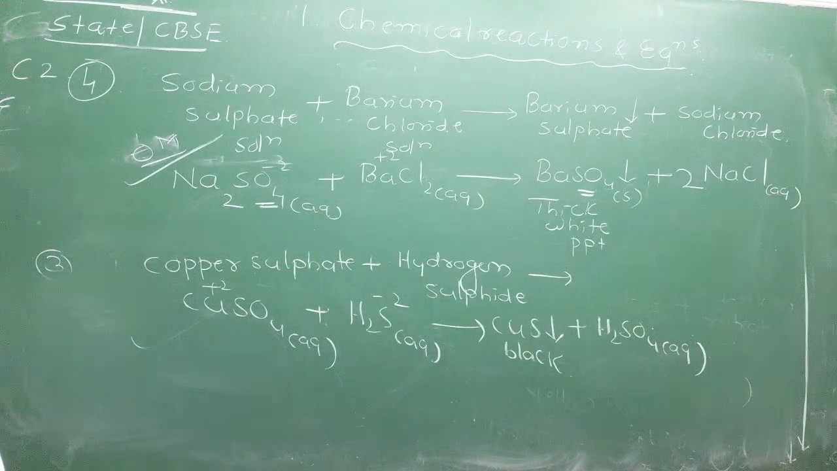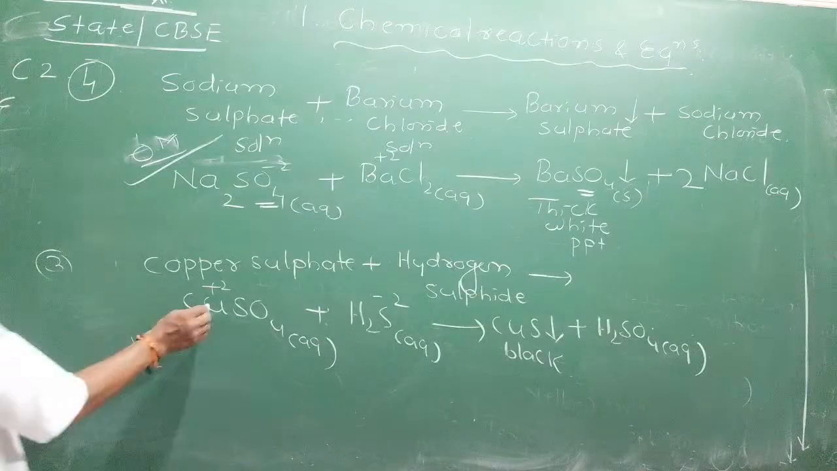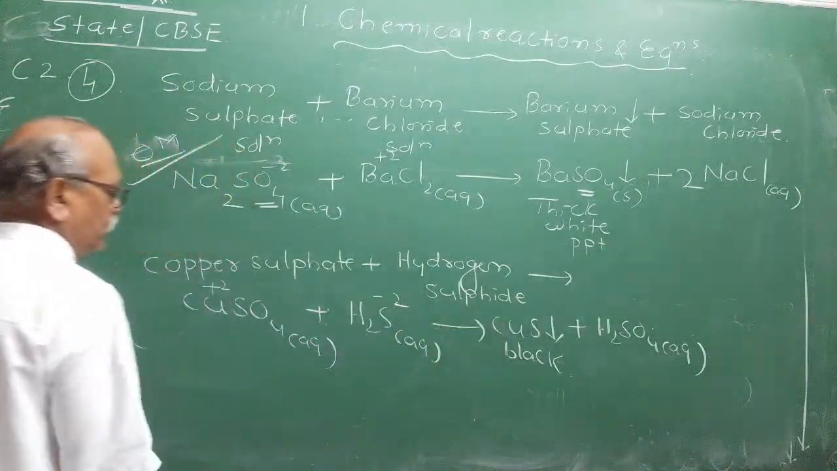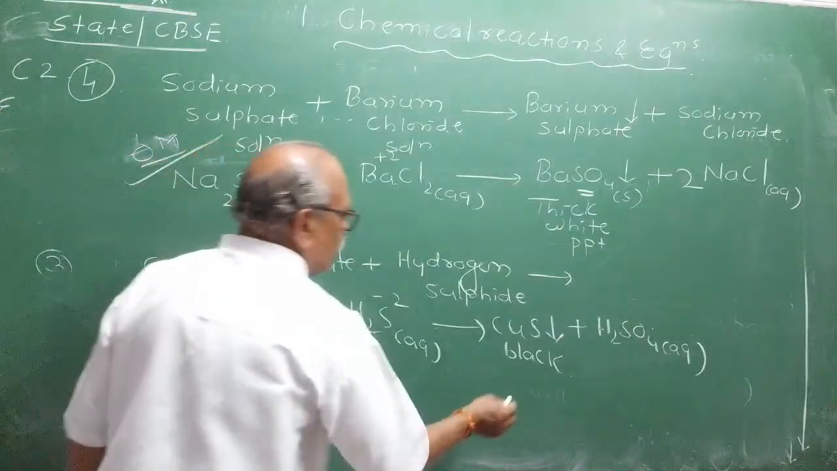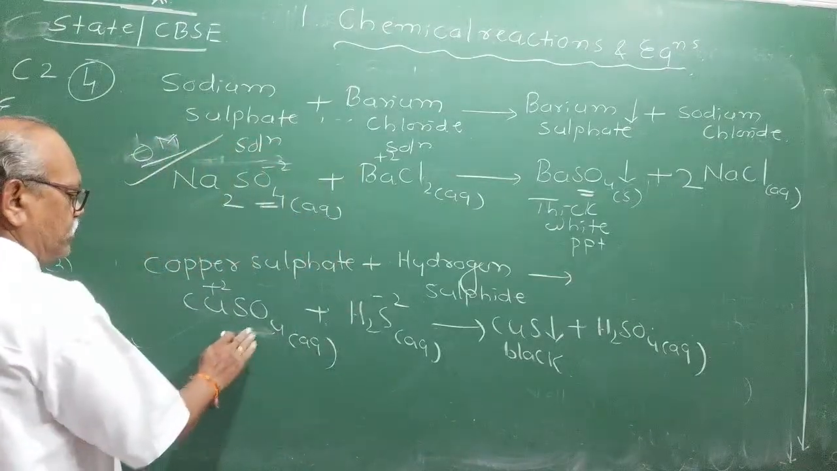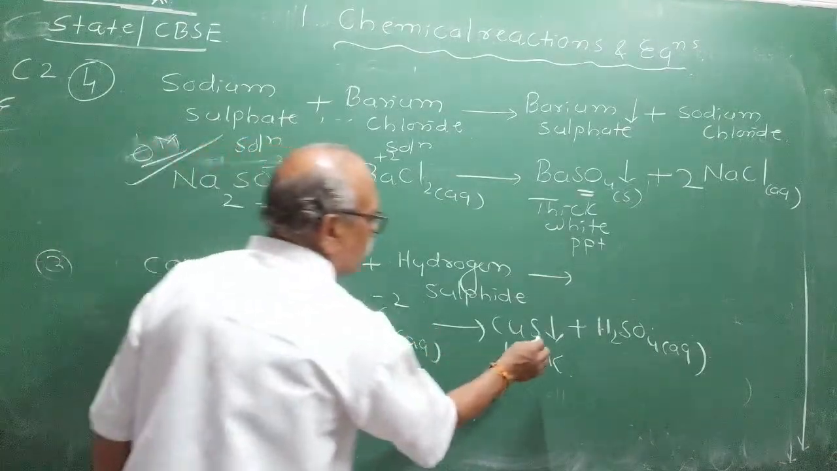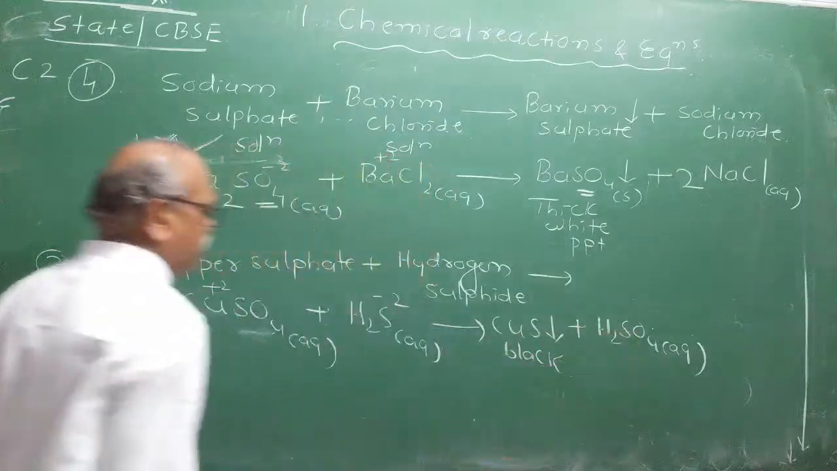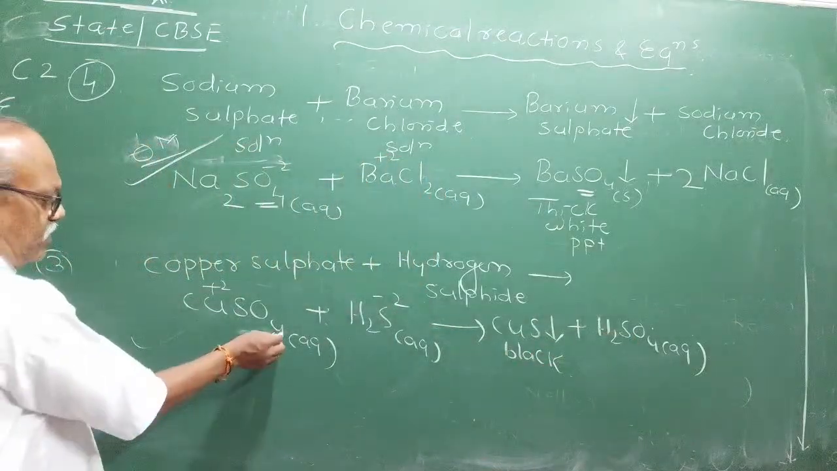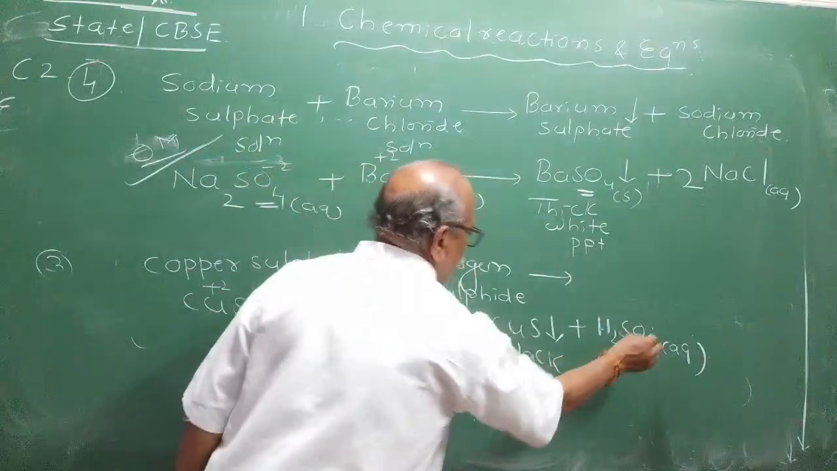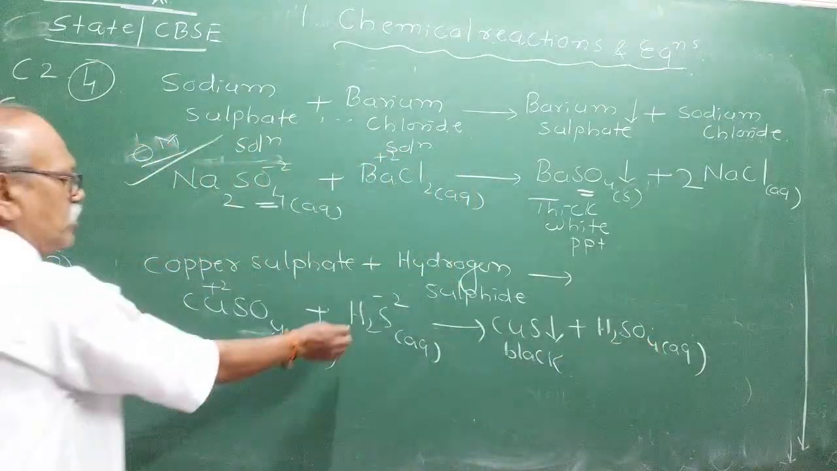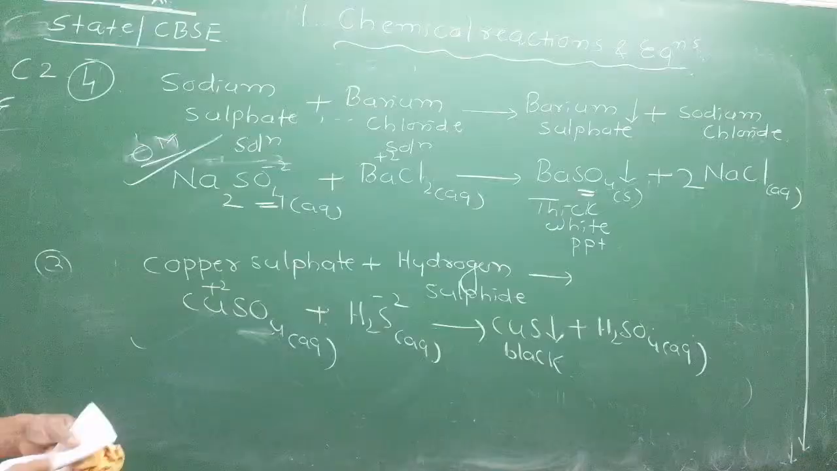Write the equation, check whether the equation is balanced. Copper 1 atom, 1 atom. Sulfate 1 group. Sulfur, how many sulfur atoms? 1 plus 1, 2 sulfur atoms; 1 plus 1, 2 sulfur atoms. Oxygen atoms are 4. Here we can count 4. Hydrogen atoms are 2, 2, and the equation is balanced.